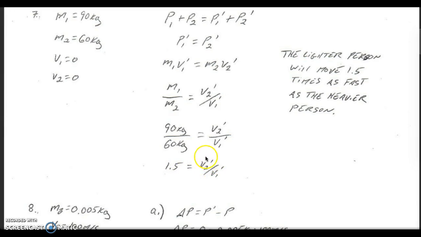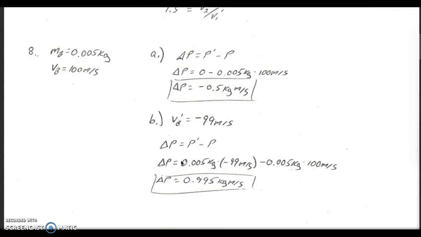So velocity 2, the speed of the smaller person, the 60 kilogram person, who is the second person, is going to be 1.5 times bigger than the speed of the larger person, the 90 kilogram person. Since the ratio of the masses is 1.5, the ratio of the velocities is going to be the same. It's just going to be in the opposite way. So the smaller person is going to move 1.5 times faster than the heavier person after they push off.